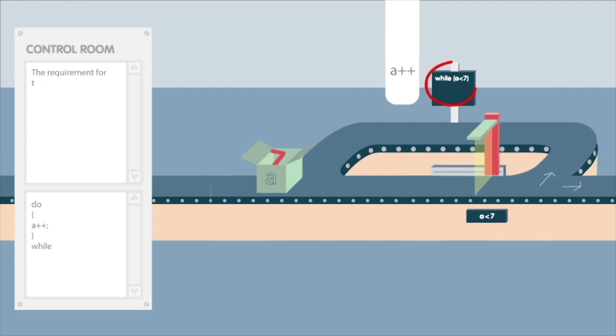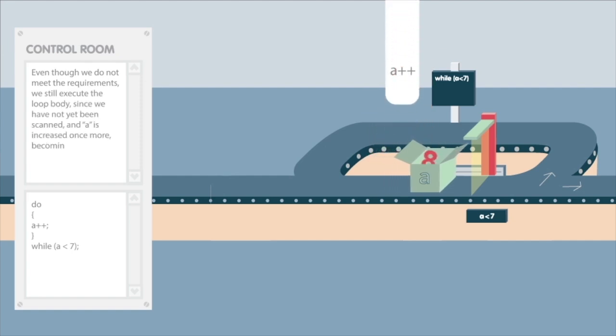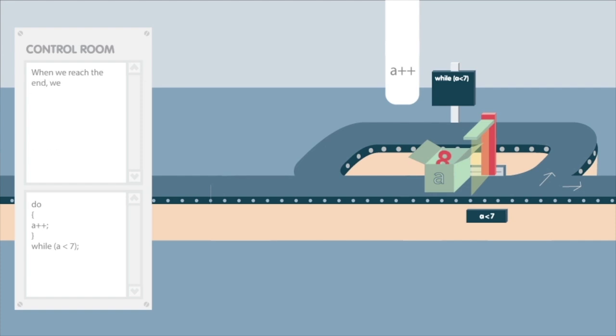The requirement for this loop is the same as the while loop. Even though we do not meet the requirements, we still pass through the loop once, since we have not yet been scanned, and a is increased once more, becoming 8. When we reach the end, we are scanned and it is determined that we do not meet the requirements.